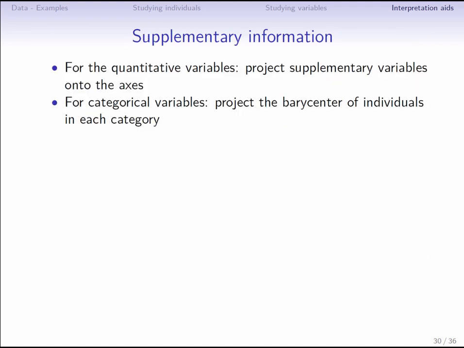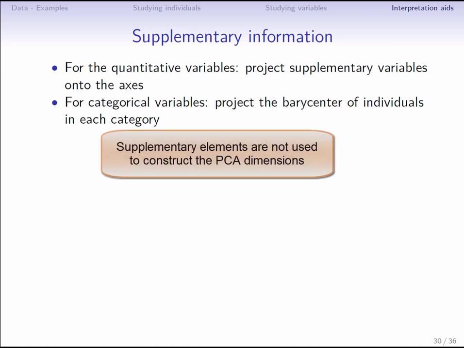Here are some more aids for interpreting results if we have access to supplementary variables or individuals. What we call active elements are individuals and variables used to build the principal components. So supplementary elements or illustrative elements are extra individuals or variables that have not been used to build the principal components. They can be used instead to illustrate or further interpret the PCA. Illustrative elements can be quantitative variables, qualitative variables, or individuals.